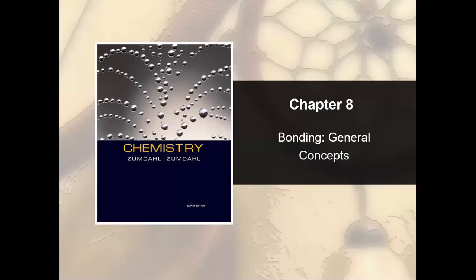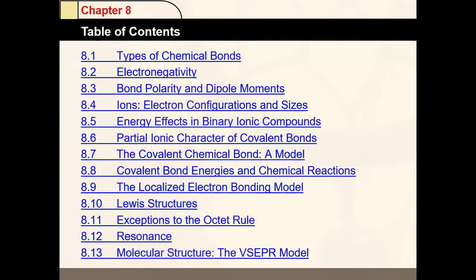Chem 201, College Chemistry 1, Chapter 8. Chapter 8 is Bonding: General Concepts. Here for this particular chapter, we will be studying how atoms bind together, right? So they form these forces, which we call chemical bonds. We will see the types of chemical bonds that are formed in chemistry.